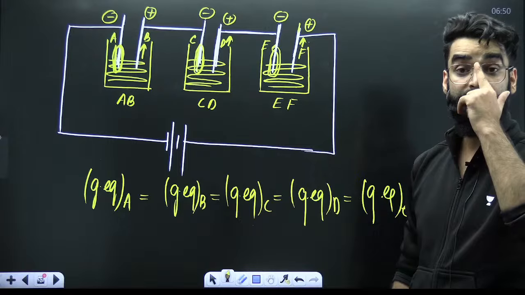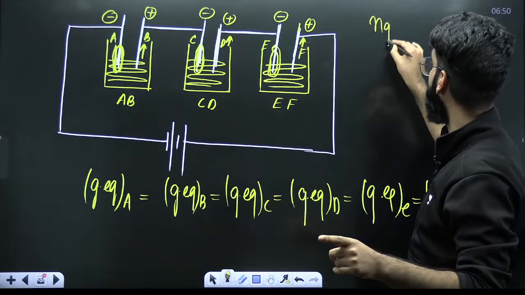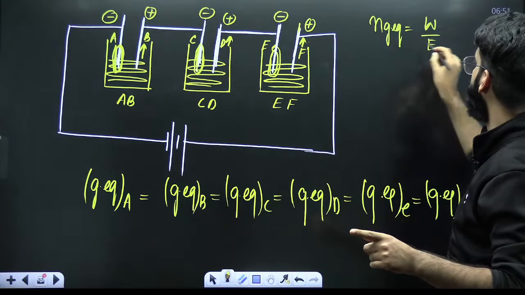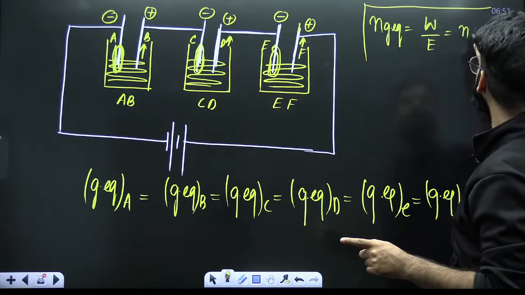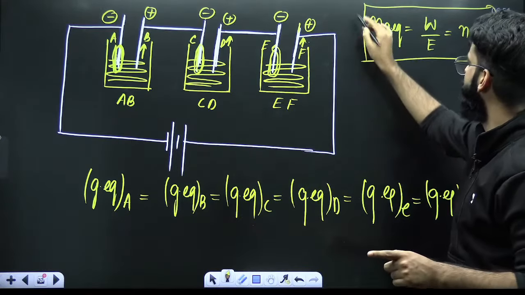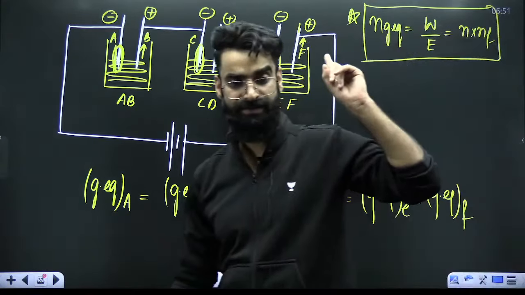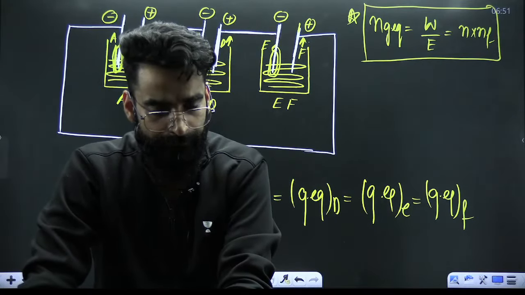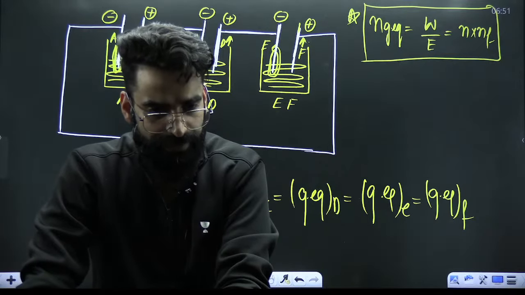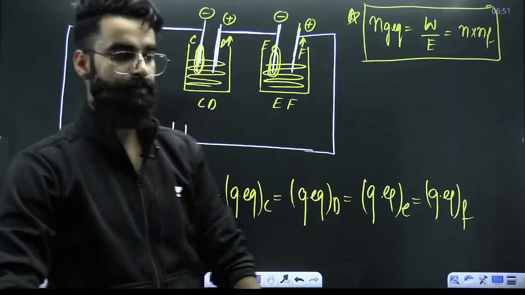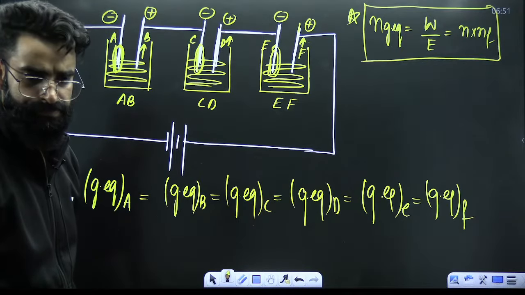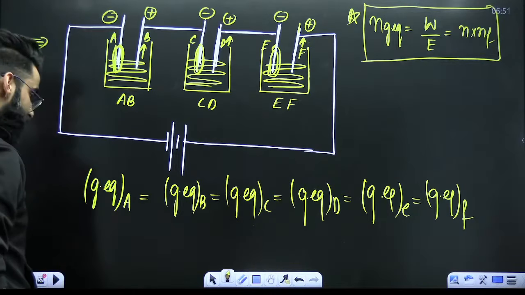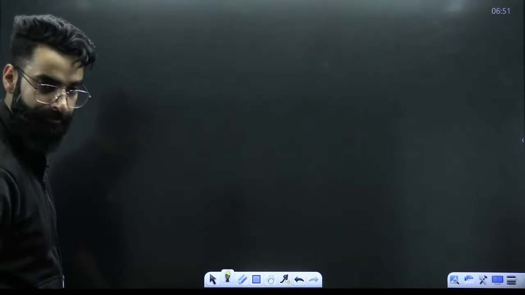Perfect. Now, I hope you remember how we calculate gram equivalence. Gram equivalence of a substance is equal to the mass of the substance divided by the equivalent mass of the substance, or you can say the number of moles of the substance multiplied by the n factor of the substance. This was the result to calculate gram equivalence, studied in redox. Perfect, guys. Now, one more thing, then I'll do certain questions so that you can understand it properly.